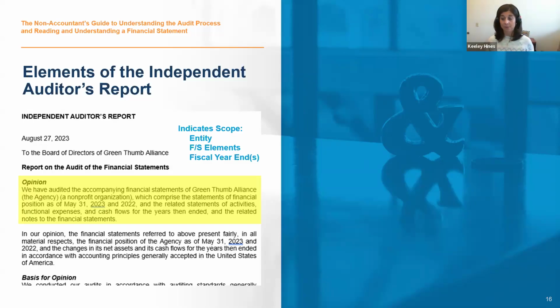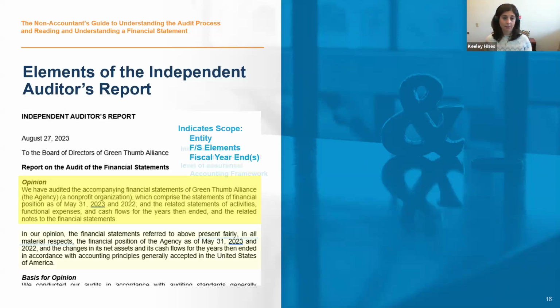So the statement of financial position, remember that was the balance sheet, the statement of activities and functional expenses. Remember the revenues and expenses are your inflows and outflows, and then that drilled down report on your expenses. The statement of cash flows, your ins and outs of your cash, and then the related notes. So the first thing that you're going to see is your fiscal year end, right? So that you're going to say, okay, what period, what entity, what was the scope of the work that the auditor took a look at?